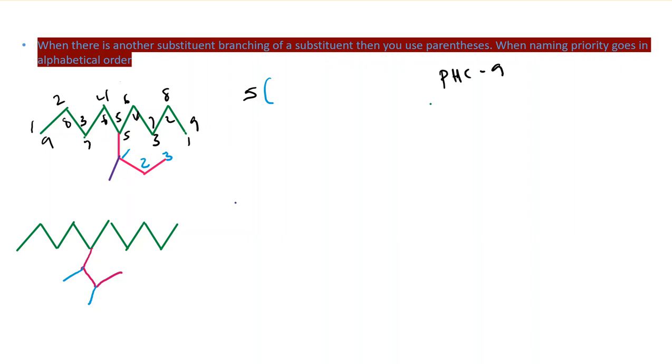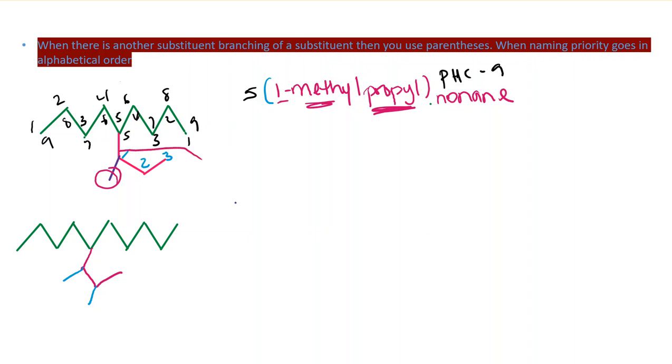And on carbon number 1, we have a methyl. So we're going to name it 1-methylpropyl, and nonane. That will be our pHC. So basically it's just like we have a 3-carbon chain, which is our propyl, and a methyl branching off of carbon number 1. And all of this substituent is branching off of the main carbon number 5 chain. So that's why we have it in parentheses.